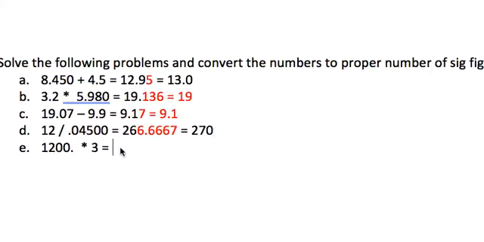Okay, last one. 1200 times 3. So the calculator is going to give me 3600, but I have 4 significant digits here, but I only have 1 here. So that means these 3 gotta go. This 6 is going to round that 3 up, and I'm going to get an answer of 4,000. All right, so I have 1 significant digit, and yet I'm representing the magnitude of this number.